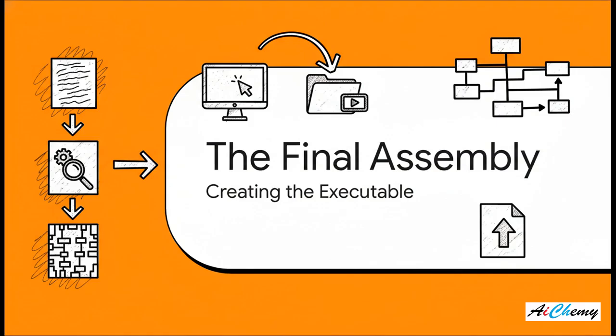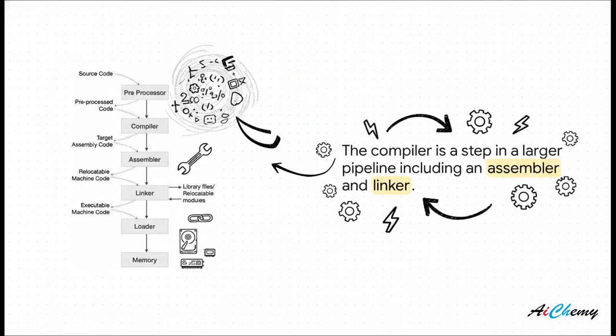But its job isn't done in a bubble. It's actually just one critical step in a much bigger pipeline that creates the final program, the thing you can actually double-click and run. And this right here, this is that bigger picture. The compiler has done its main job, producing something called assembly code, but now it has to hand off its work to the rest of the team. The assembler, the linker, and the loader all have to step in to get it across the finish line.